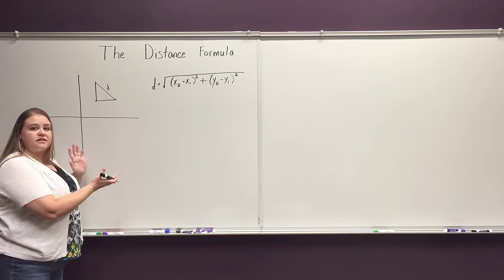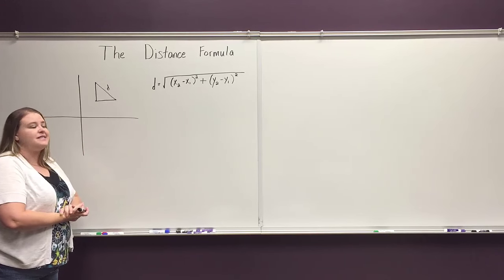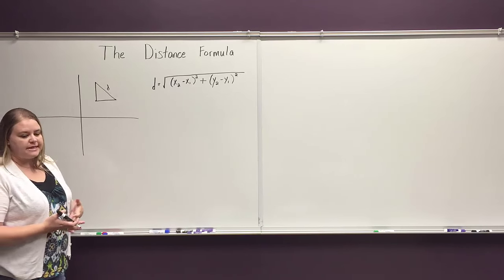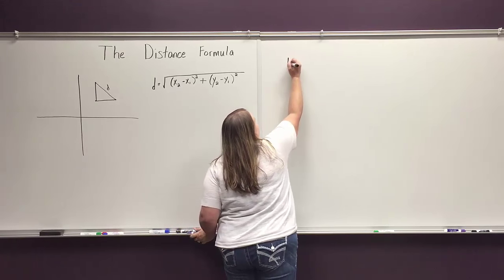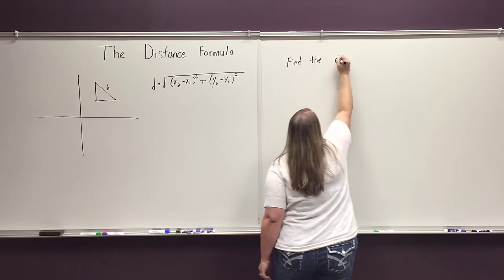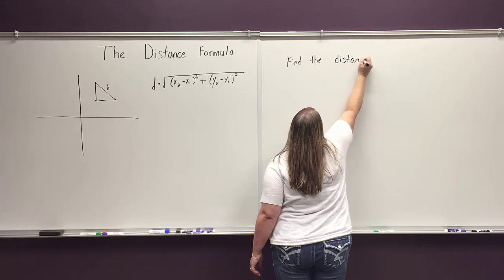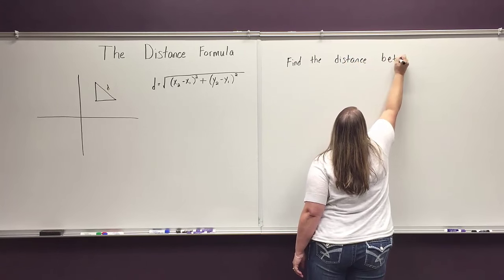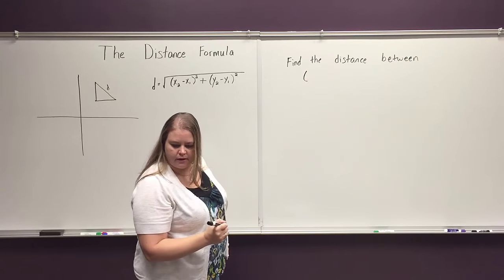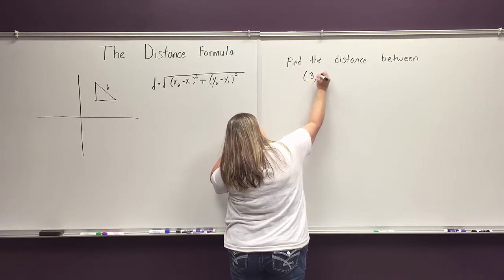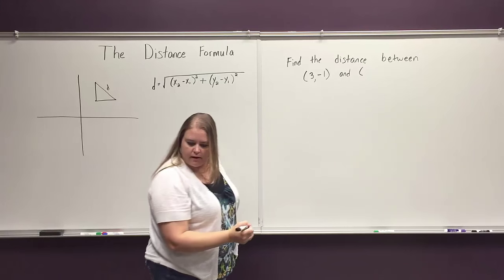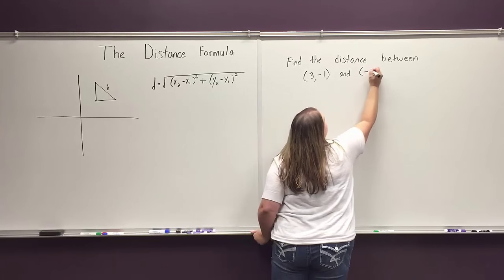And so this gives us our distance formula, which allows us to find the distance between any 2 points in the coordinate plane. So for example, if I want to find the distance between the points (3, -1) and (-2, 6).